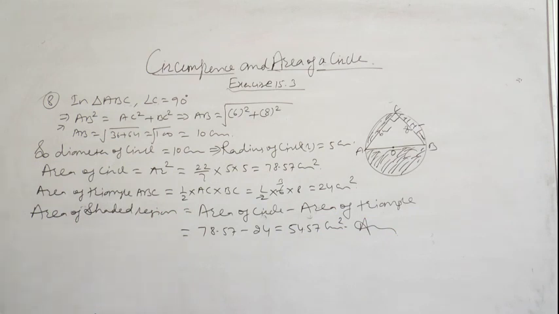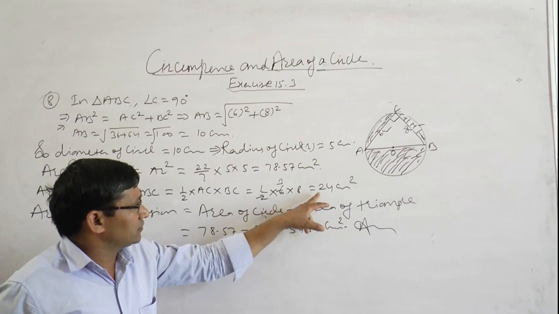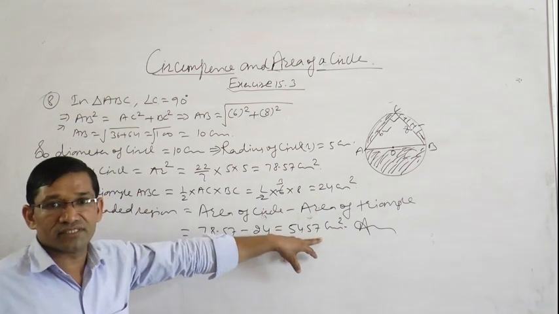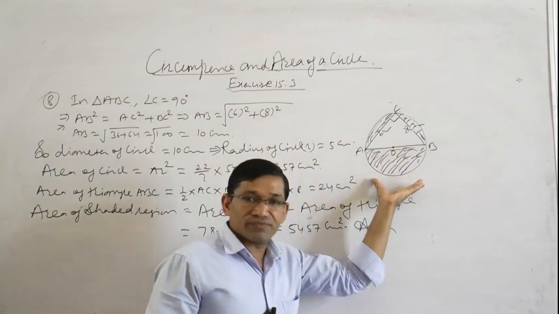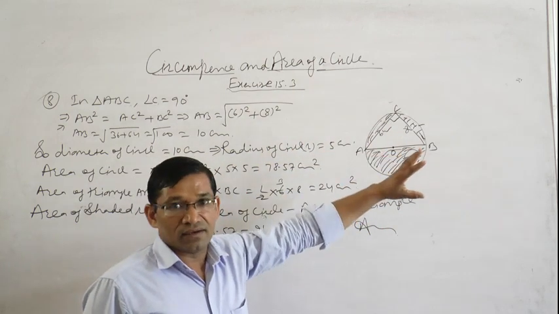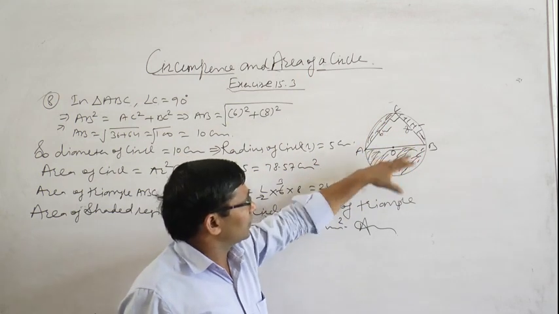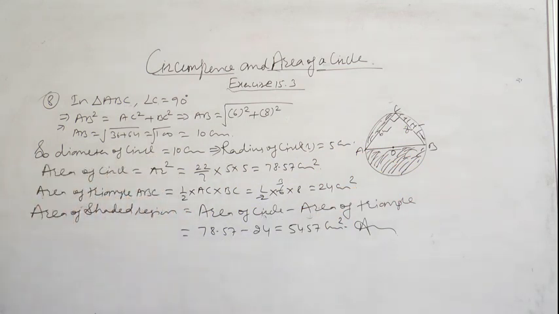Area of shaded region is equal to area of circle minus area of triangle. Area of circle is 78.57 minus area of triangle is 24. We get 54.57 centimeter square. So in this question we want to find out area of shaded region. For this, we find area of circle and area of triangle. Area of circle minus area of triangle, we get area of shaded region. Clear?